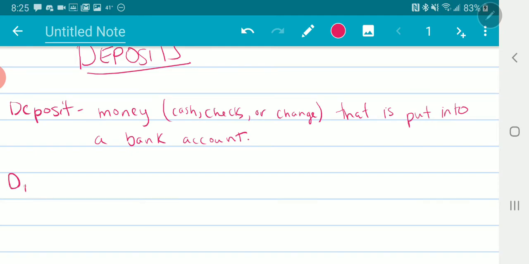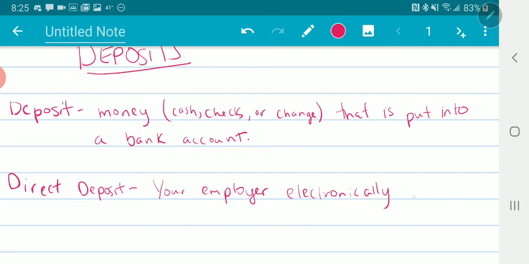My second definition, now there's different types of deposits, okay? So one thing you might have heard of and one thing you might already have is called direct deposit. Direct deposit is just when your employer automatically deposits your check. You don't need to cash it or anything. You don't need to bring it to the bank. It just automatically or electronically is transferred to your account. Your employer electronically transfers your pay to your account.